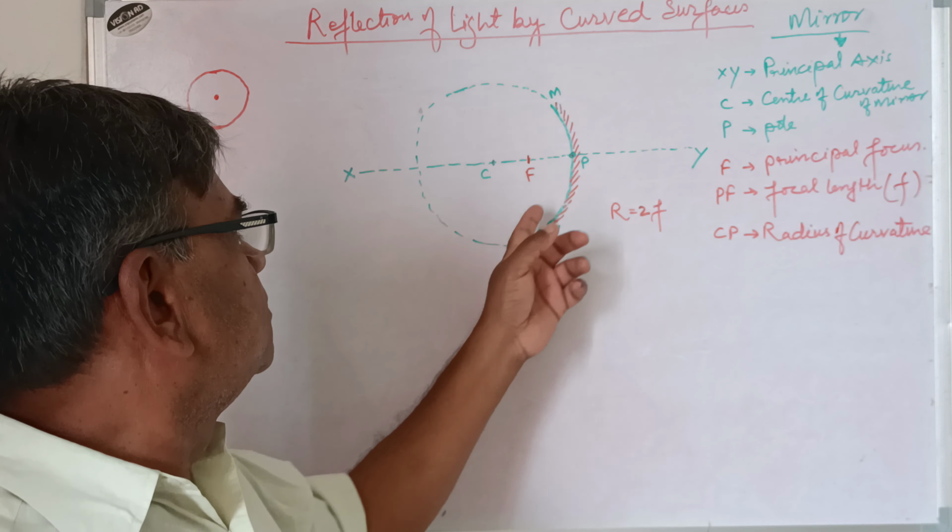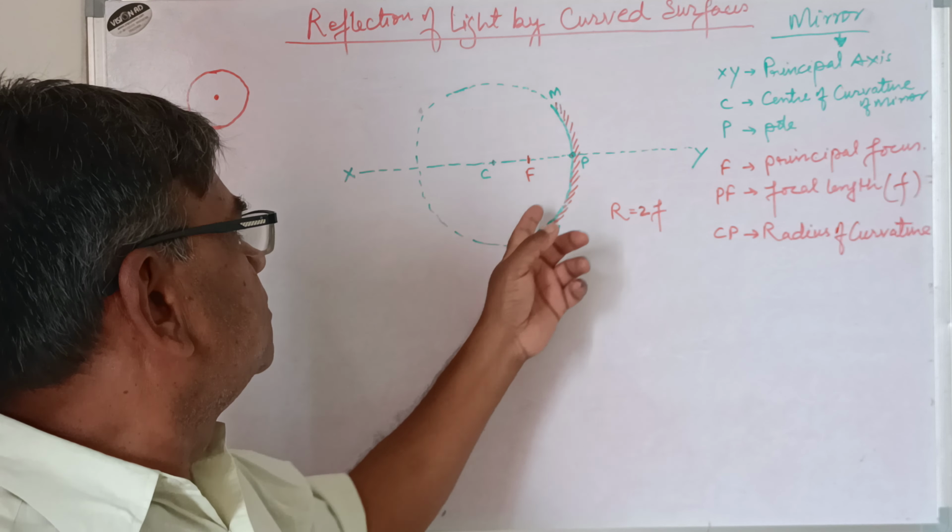Incident ray passing from point C, after reflection, reflected ray will pass through C. Means the reflected ray will follow the same path, the same line as that of the incident ray. Rule number two. Because this strikes normally. This is C, center of curvature, this is principal focus.